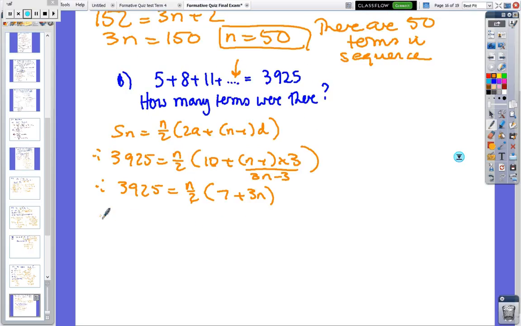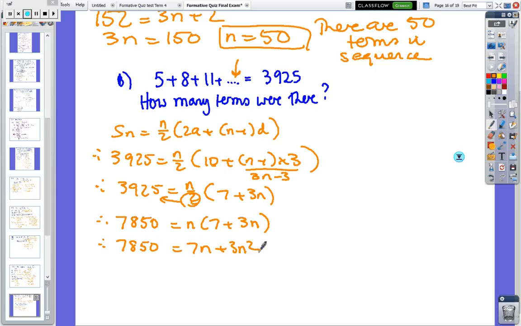Okay, so then multiply both sides by 2 to get rid of the 2 on the bottom. So we get 7850 equals n times (7 plus 3n). Okay, so all I've done is got rid of the 2 off the bottom by multiplying by 2. And then 7850 equals 7n plus 3n squared. And then make it a quadratic equation.